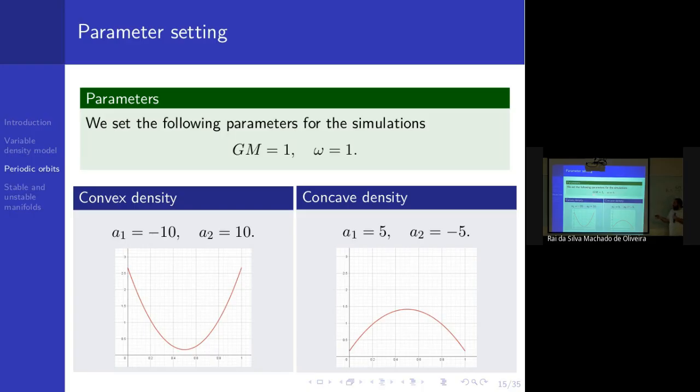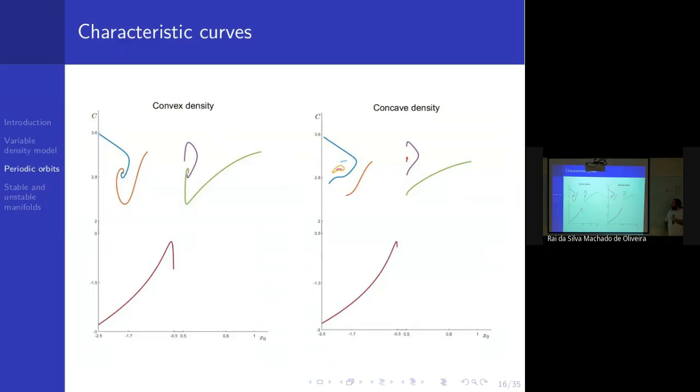And for the convex density, we have chosen this parabola here, and for the concave density, this one. So these are the characteristic curves of the convex density model and the concave density model. All these curves here represent families of periodic orbits. As you can see, there are more families in the concave density model than in the convex density one. Actually, some families are the same in both models. For example, this one here is the same as this one.